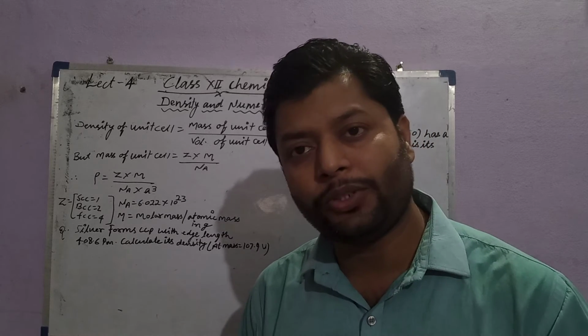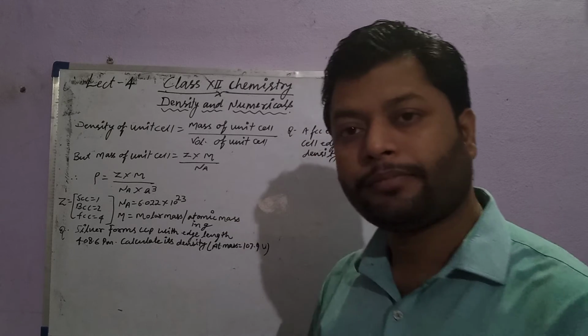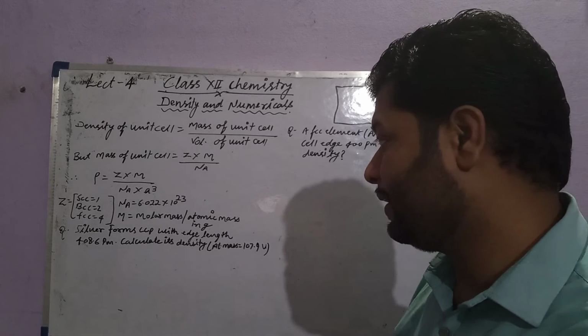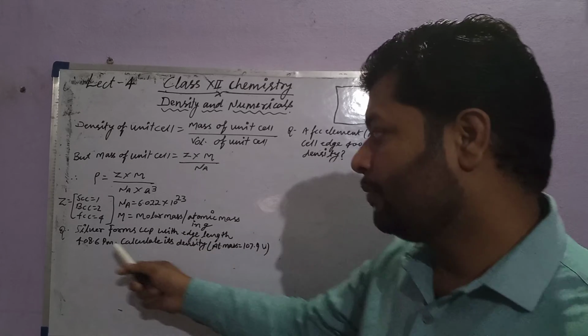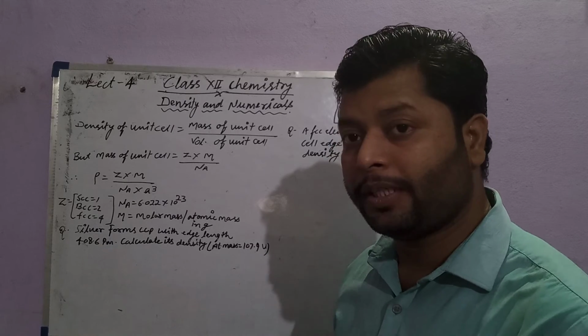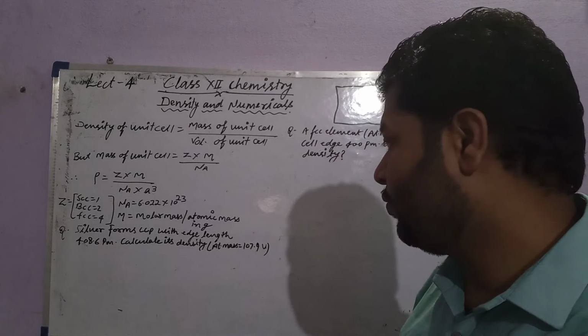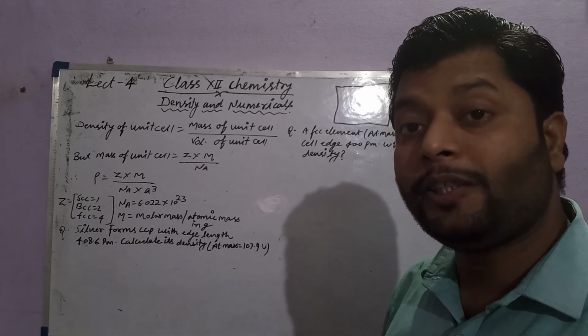Now try to attempt a question. See, the question is written here. Silver forms CCP with edge length 408.6 picometer. Calculate its density if the atomic mass is 107.9 u.